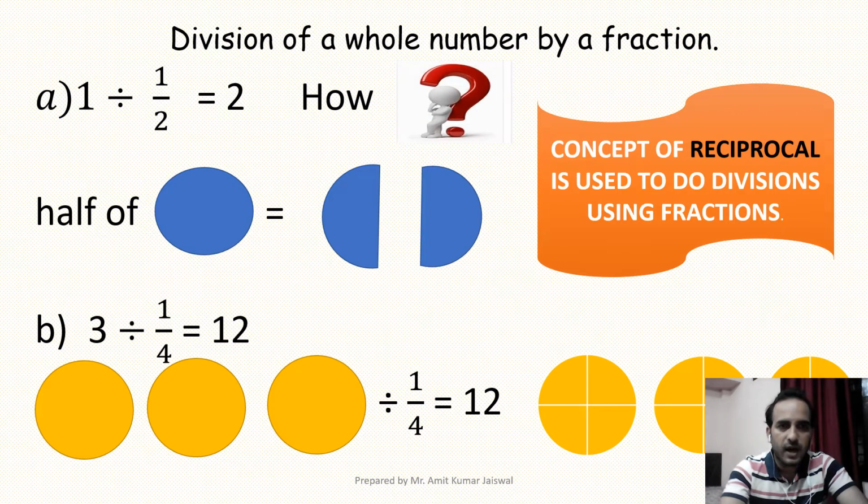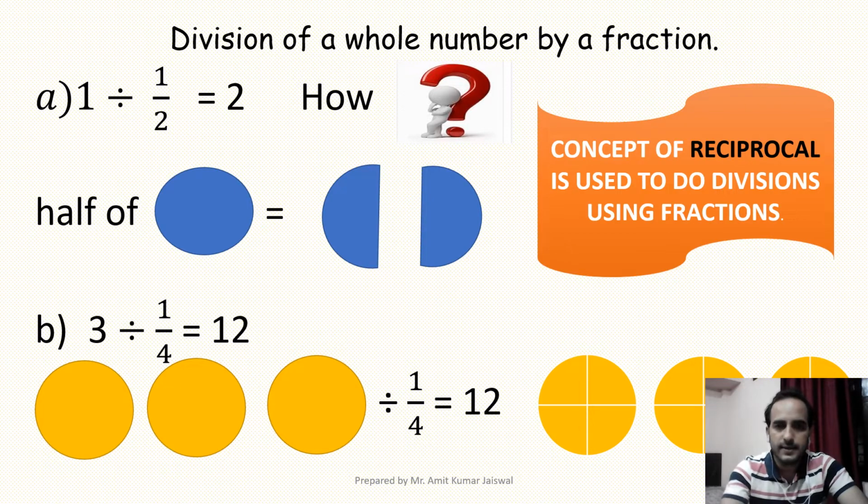You can have the half of the entire whole circle, that is blue in color, and we see that half of this whole circle is half and half. So semicircle, we have got two semicircles, so two parts we have got. Whenever you are going to divide a whole and you are making half of that whole, half means you are dividing it by 1 by 2, and the result is 2, and that is how we get the answer 2 here. So 1 divided by 1 by 2, we have the answer 2.